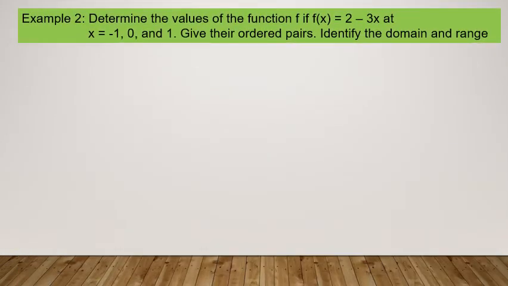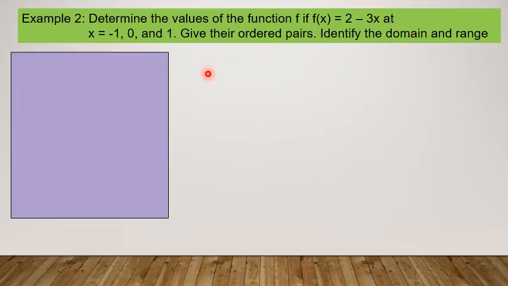Example number 2: determine the values of the function f if f of x equals 2 minus 3x at x equals -1, 0, and 1. Give their ordered pairs. Identify the domain and range. So let's have the solution for number 1.